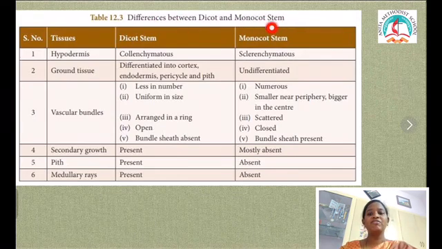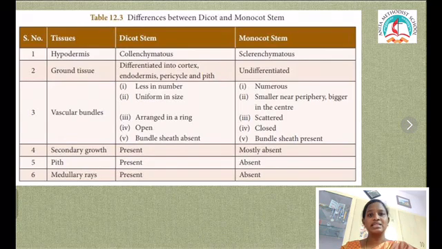Hypodermis is made up of chlorenchyma cells in dicot stem and sclerenchyma cells in monocot stem. Ground tissue is differentiated into cortex, endodermis, pericycle and pith in dicot stem, but it is not differentiated in monocot stem.